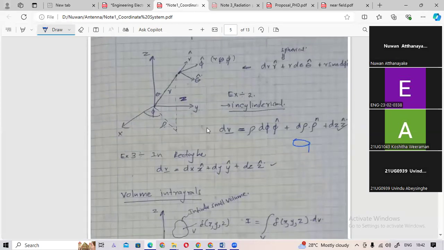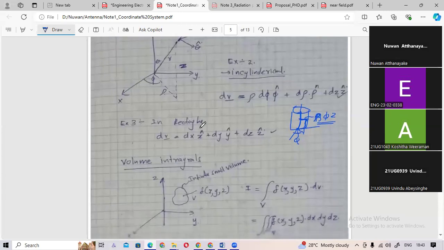We have to consider a cylinder. Okay, so a cylinder can be modeled using this value, that is the radius. It is normally referred to as rho. Okay, and this angle φ, and the z-axis value z. Okay, so these are the coordinates related to cylindrical coordinates.